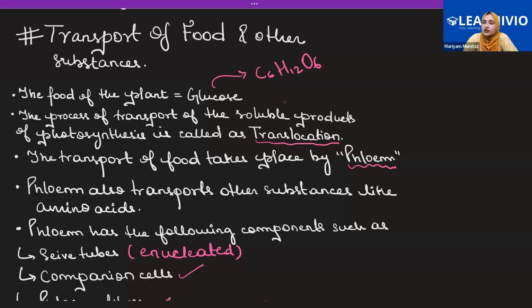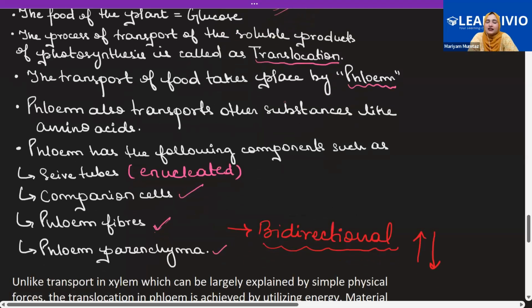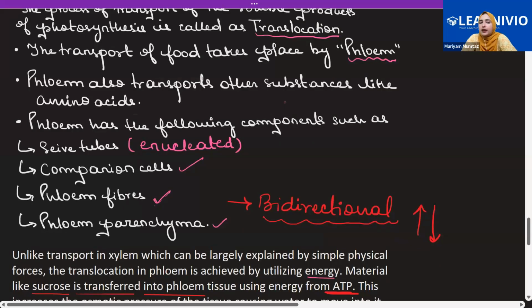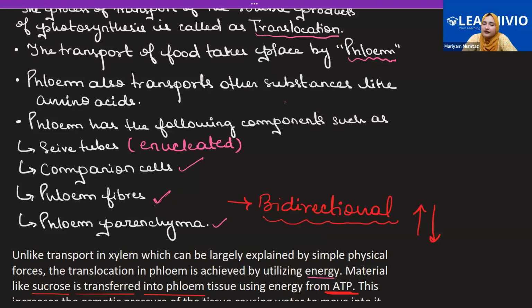Apart from glucose, the phloem also transports amino acids, and the phloem is made up of four components: sieve tubes, companion cells, phloem fibers, and phloem parenchyma. Remember one quality about sieve tubes: they do not have a nucleus of their own. They are dependent on the companion cells. The movement through the phloem is bidirectional, meaning it can go from top to bottom and bottom to top, both ways.